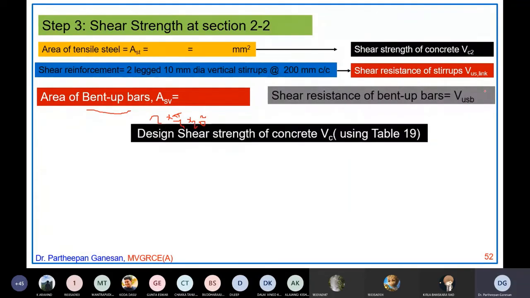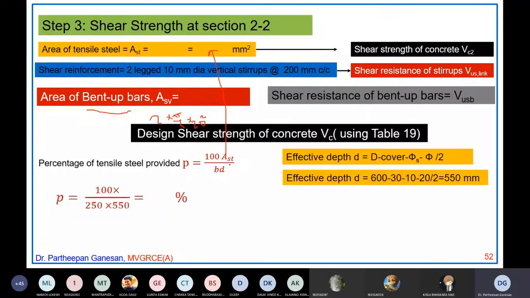VUSB formula is given. The design shear strength of concrete, if you want to find VC2 first, is from 100 AST by BD. Remember AST will come from here. B you know, D you know. Similarly, I have not written AST here. I want you to find out all these details. You go back and work it out.